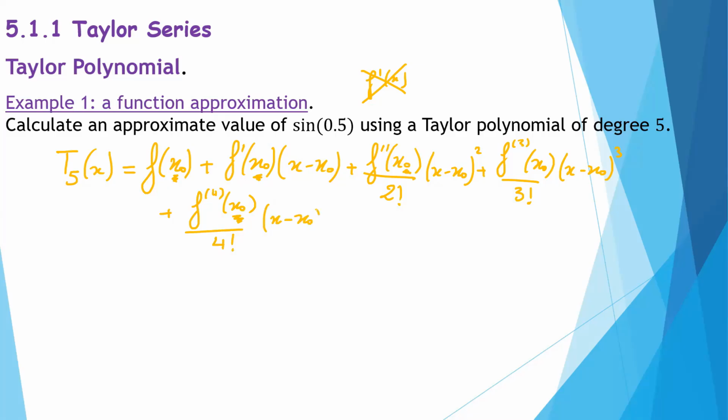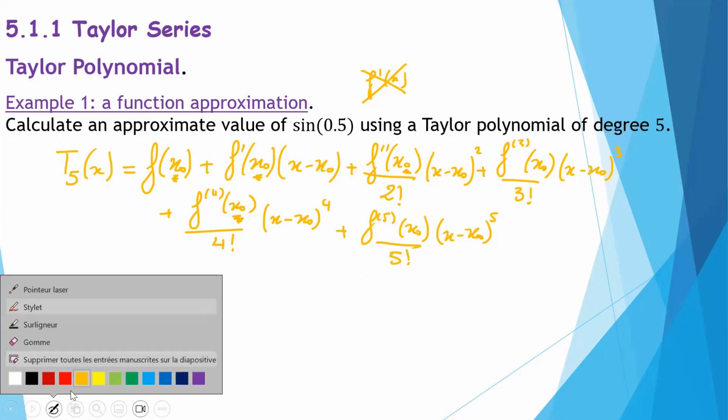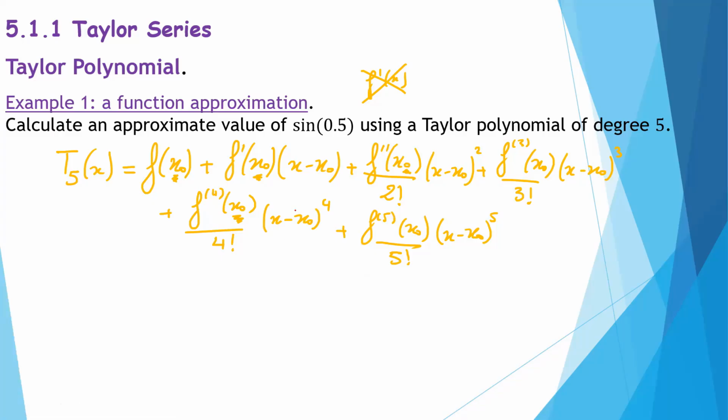X minus x0 to the 4 plus the fifth derivative over factorial 5 times x minus x0 to the 5. Okay, so here to calculate the Taylor polynomial of degree 5 approximating this function at the point 0.5, we need to calculate the derivatives of the function f till the fifth order.